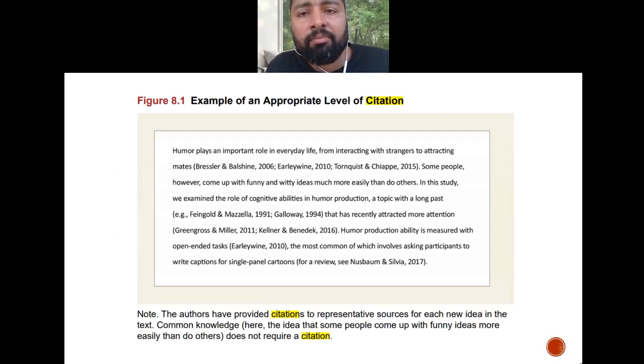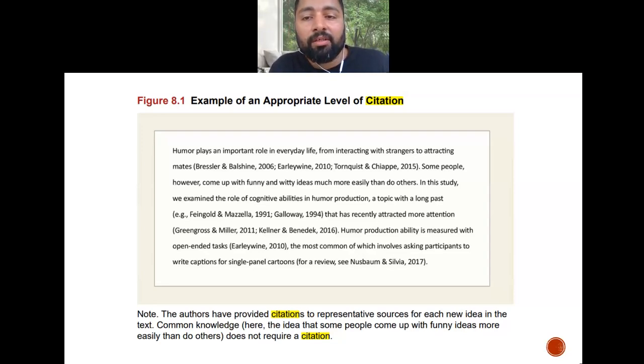This is an example of an appropriate level of citations. Humor plays an important role in everyday life, from interacting with strangers to attracting mates, and the citation. Some people, however, come up with funny and witty ideas much more easily than do others. This is not cited, so an explanation will be given. In this study, we examined the role of cognitive abilities in humor production, a topic with a long past, cited, that has recently attracted more attention. Humor production ability is measured with an open-ended task, cited. This is most common, and it involves asking participants to write captions for a single-panel cartoon, cited. So this is a way in which proper citation can be made.